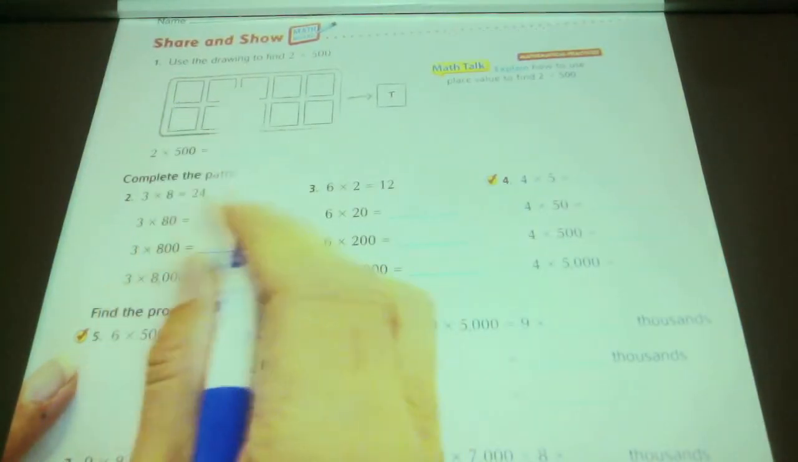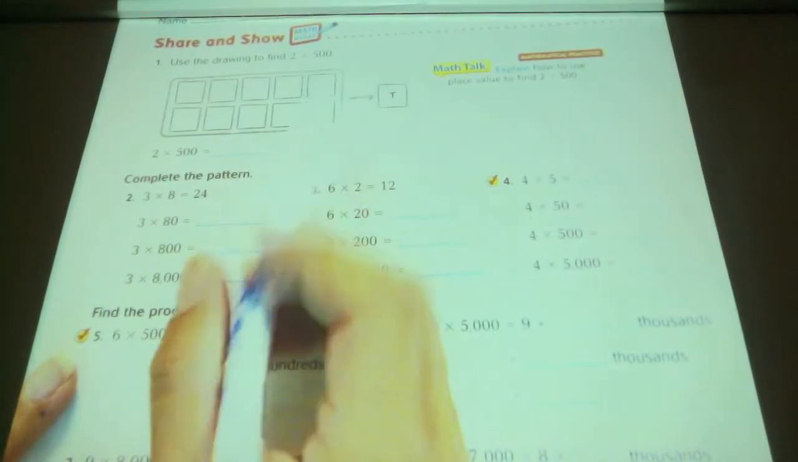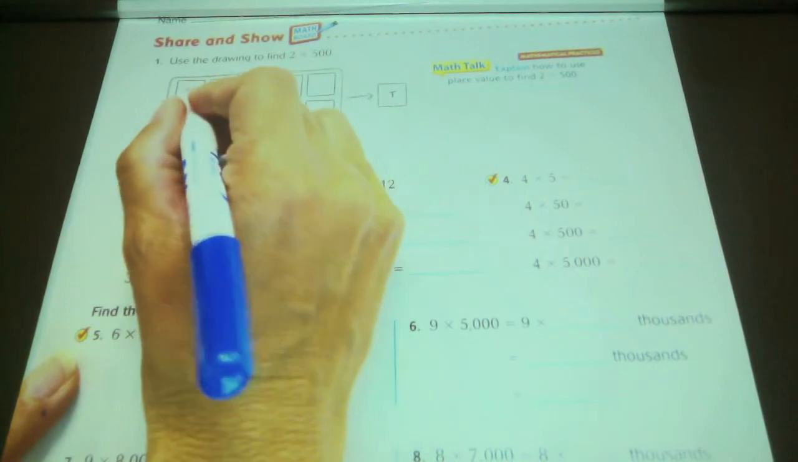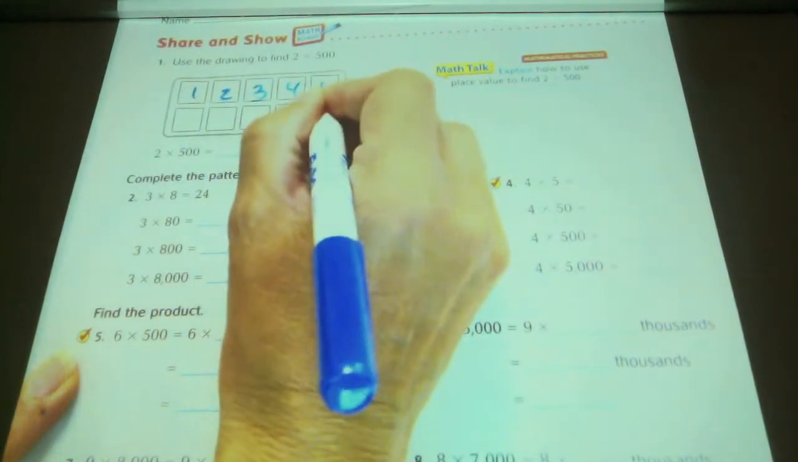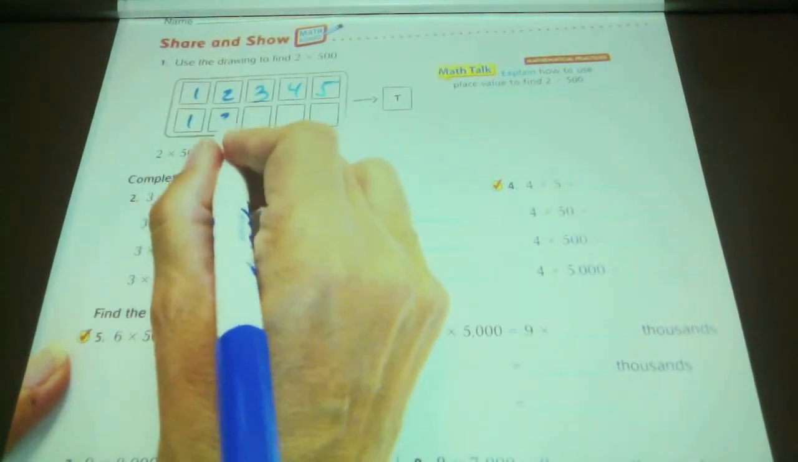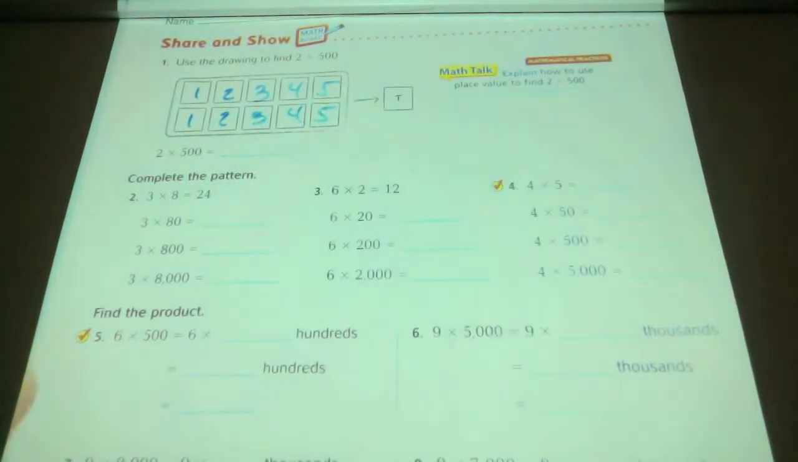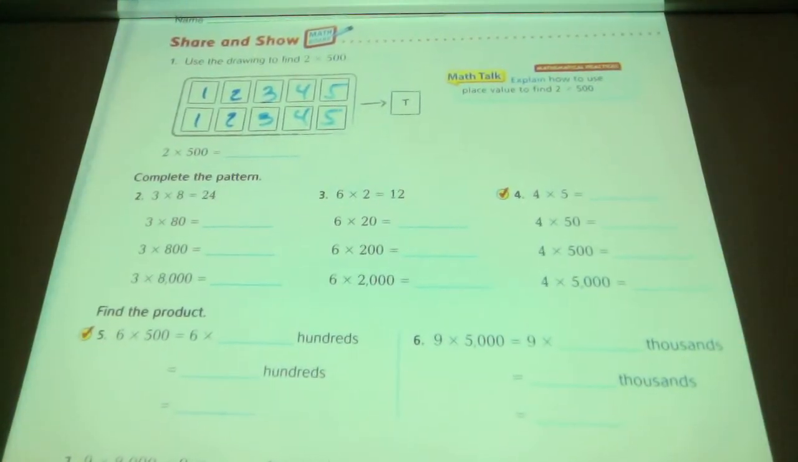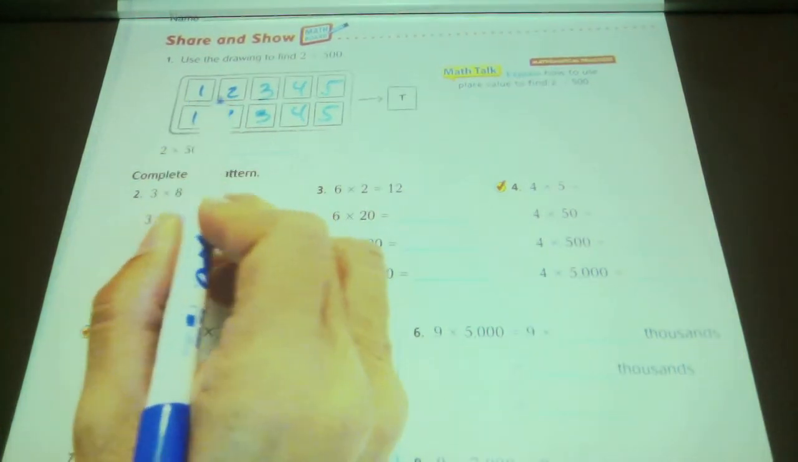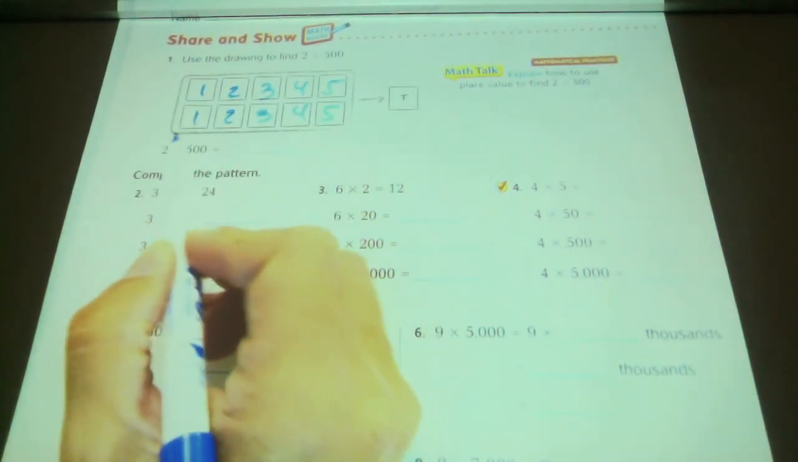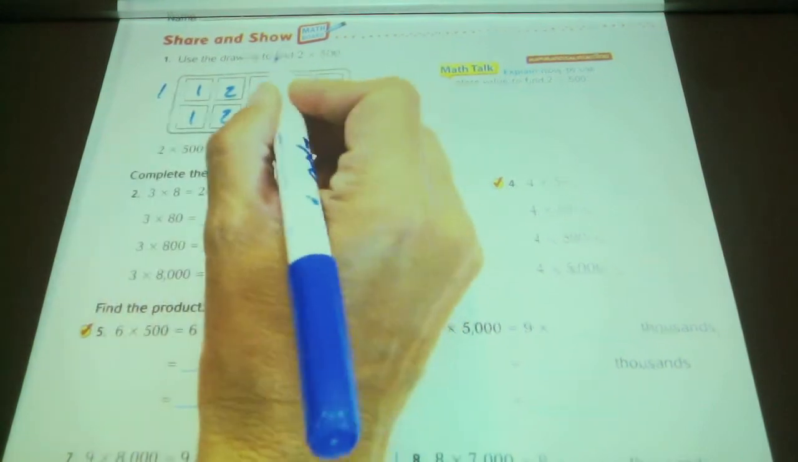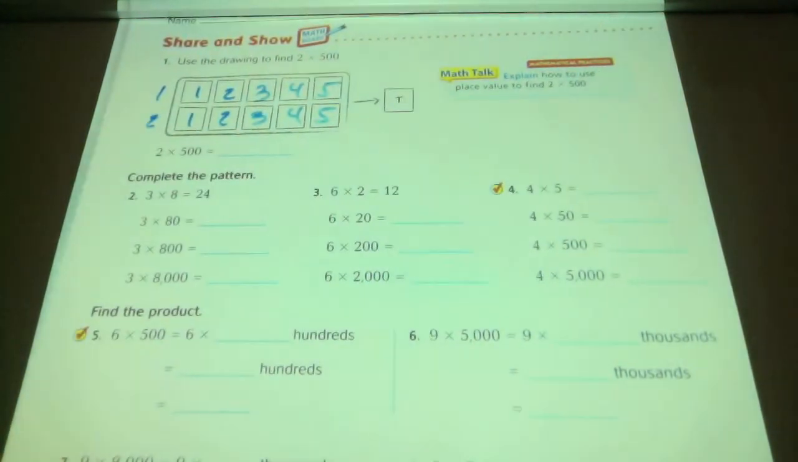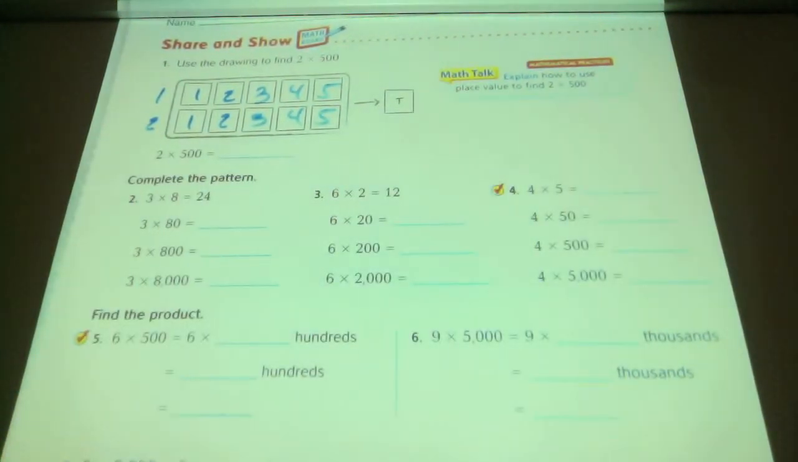Okay, so here's some flats. We have 2 times 500. So here's 1, 2, 3, 4, 5 hundreds. And here's 1, 2, 3, 4, 5 hundreds. They're all hundreds. Are you following that so far? Yeah. Okay, so there's a total of 5 hundreds here and 5 hundreds here. Here's the first. There's 2. 1, 2. Okay. How many hundreds do they have all together?